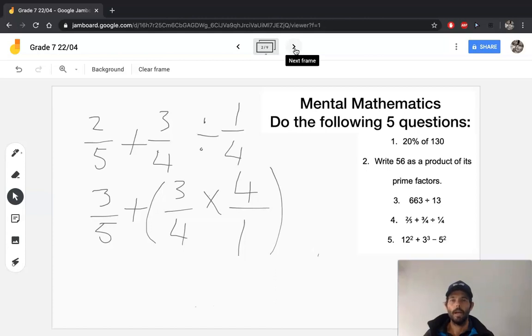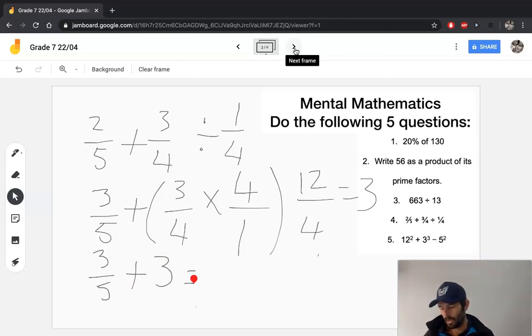Now I can multiply the numerators together, and that's going to give me 12. I can multiply the denominators together, that's going to give me 4. And we know that 12 over 4 is equal to 3. So now I've got 3/5 plus 3. And you should be able to see your answer is going to be 3 and 3/5.